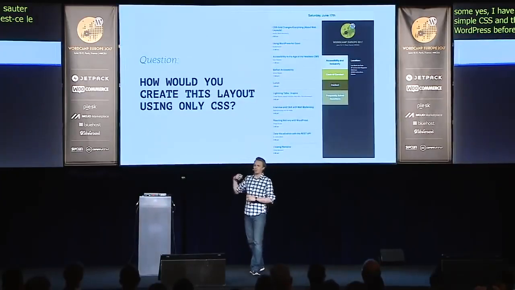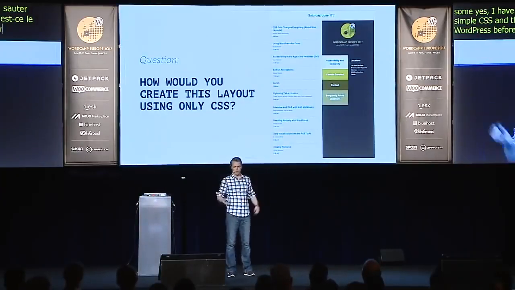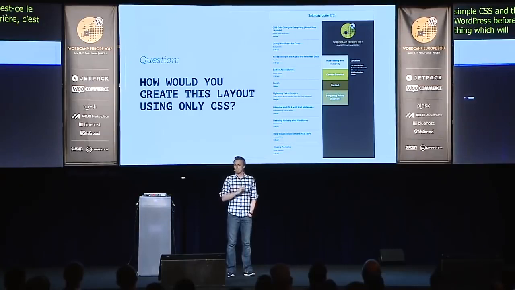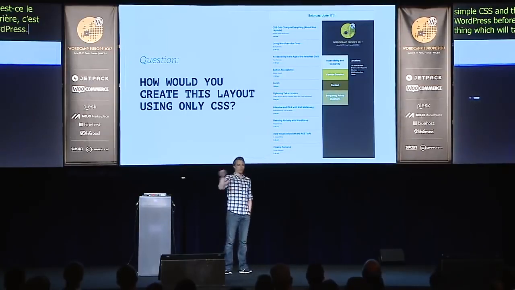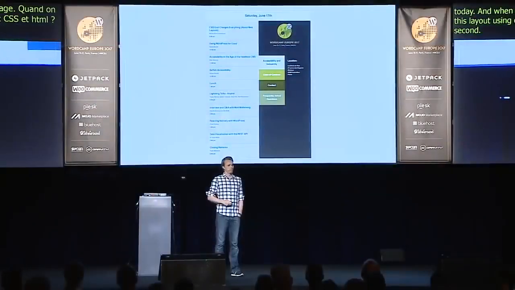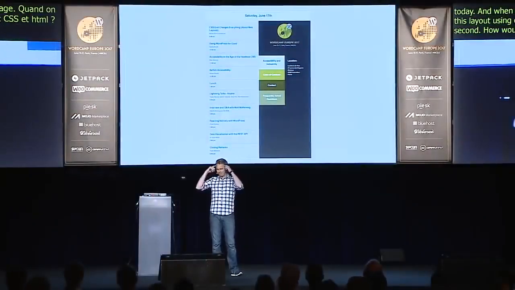So instead of going through the entire WordPress theme, which will take way too long, I decided to make a slightly simpler example. So I made this little web page for the room we're in. So this is the speaker track for today. And when you look at it, I want you to think about how you would make this layout using only HTML and CSS. No frameworks, nothing else. Just look at it for 1 second. How would I mark this up? All right? It's here.